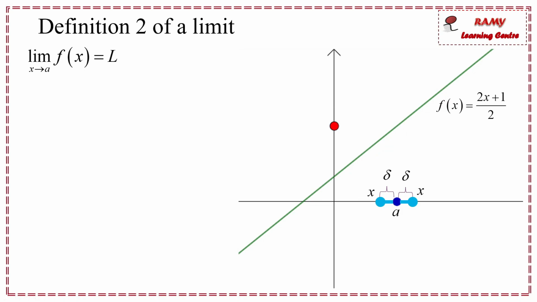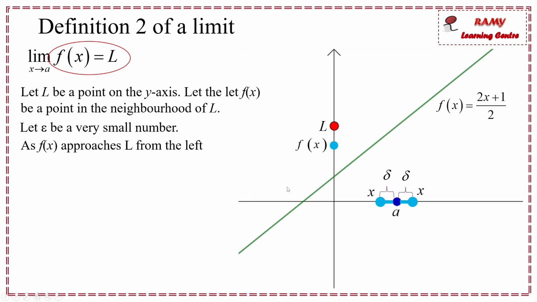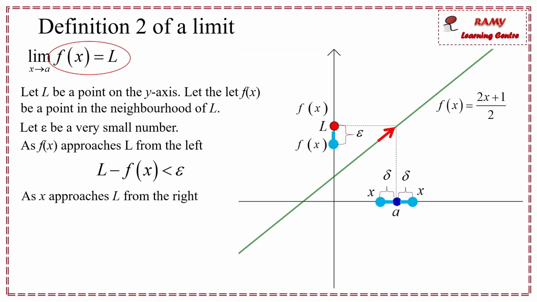Let us now find an alternate expression for f of x is equal to L. Let L be a point on the y-axis. Let f of x be a point in the neighborhood of L on the axis. Let epsilon be a very small number. As f of x approaches L from the left, we have L minus f of x is less than epsilon. As f of x approaches L from the right, we have f of x minus L is less than epsilon.